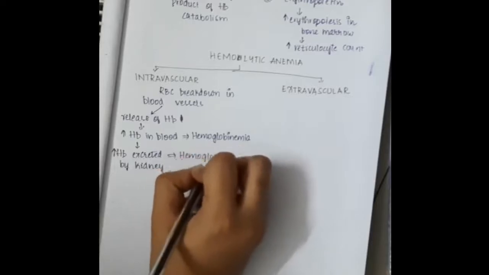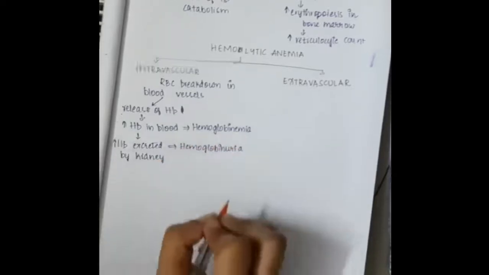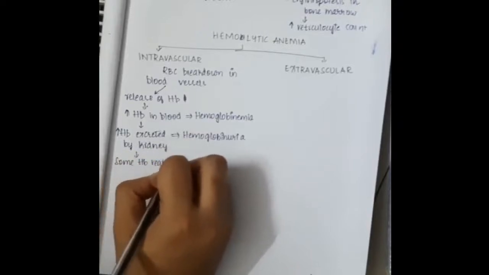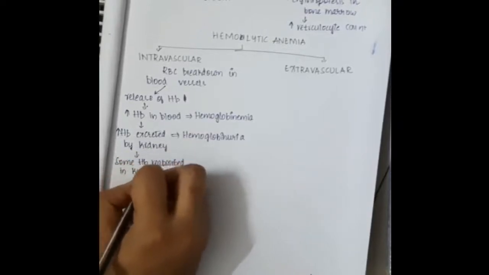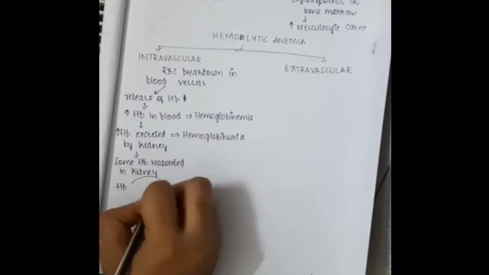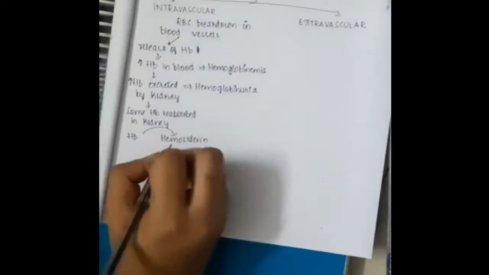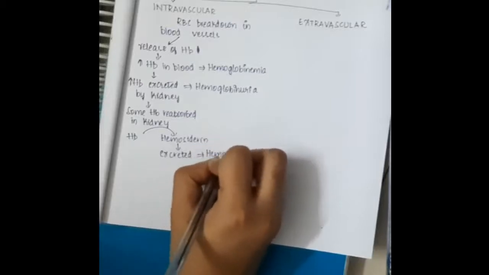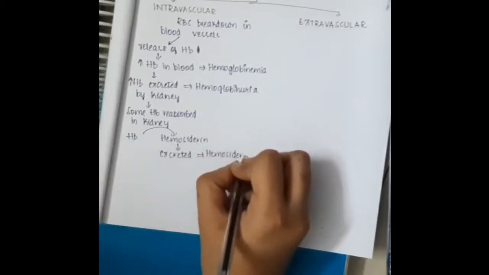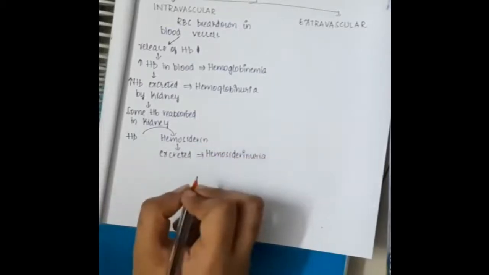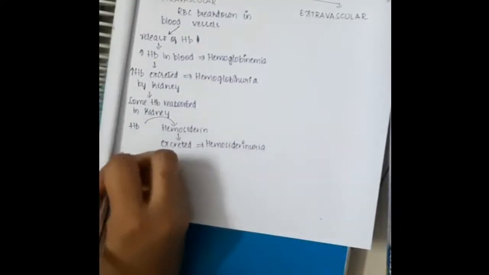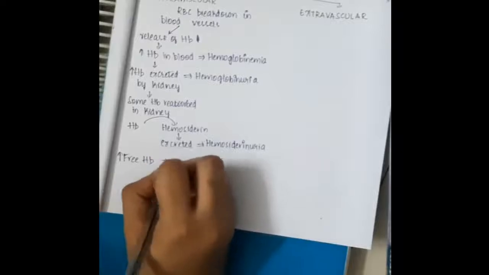The increased hemoglobin will reach the kidney also, and the hemoglobin is filtered into the urine, causing hemoglobinuria. Some hemoglobin is absorbed in the kidney and gets converted to hemosiderin, and this is excreted. This results in hemosiderinuria.